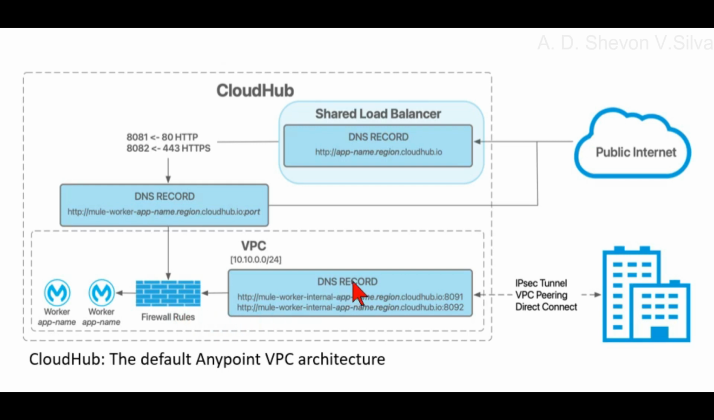Here the graphic shows the default Anypoint VPC architecture. Here you can see the public internet is connected to the DNS record. Here is the shared load balancer, the DNS record, and here the VPC in CloudHub. Here the DNS record is in the shared load balancer.